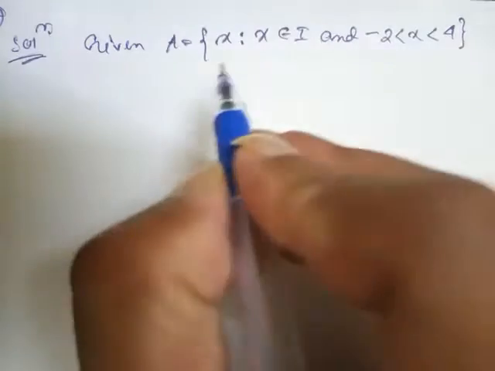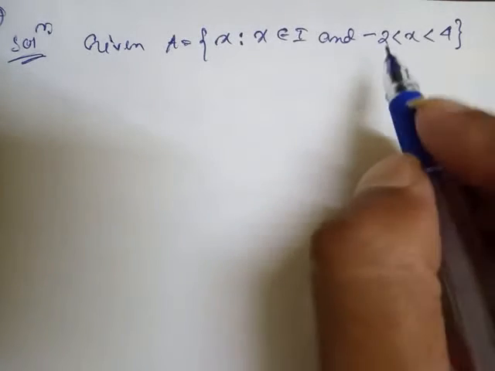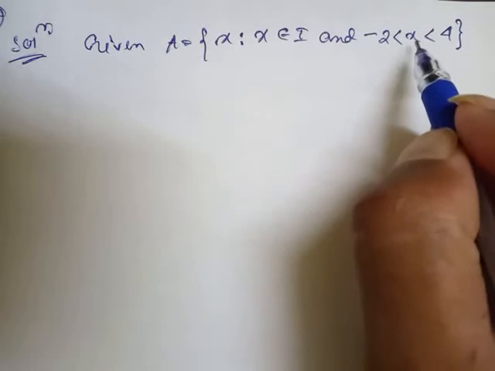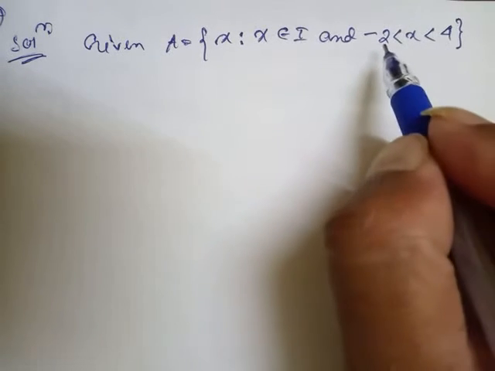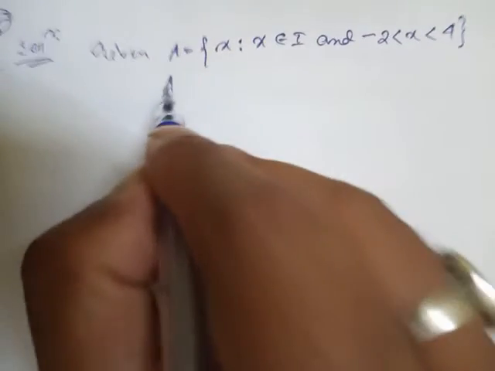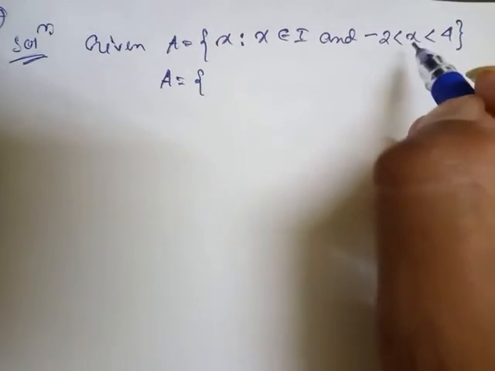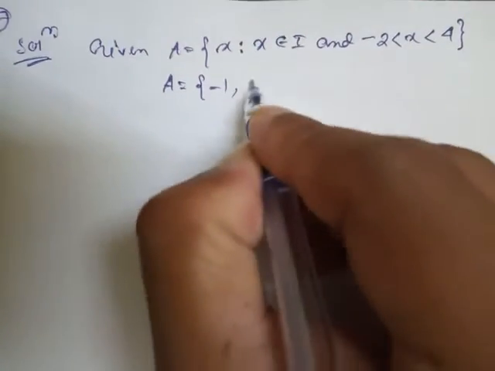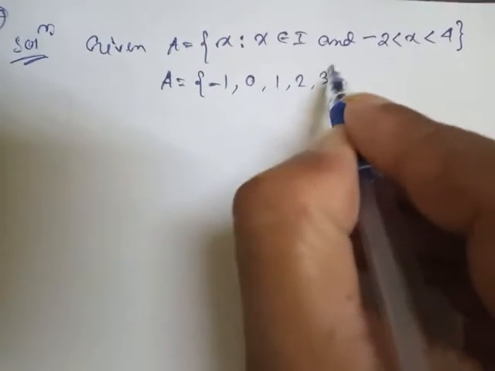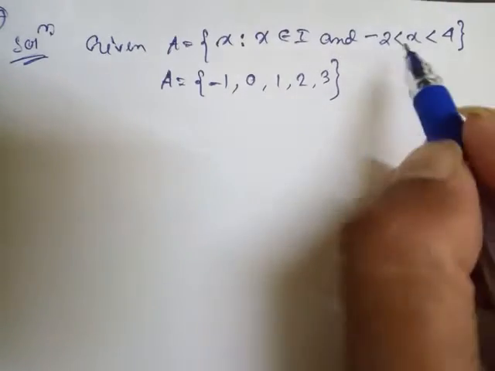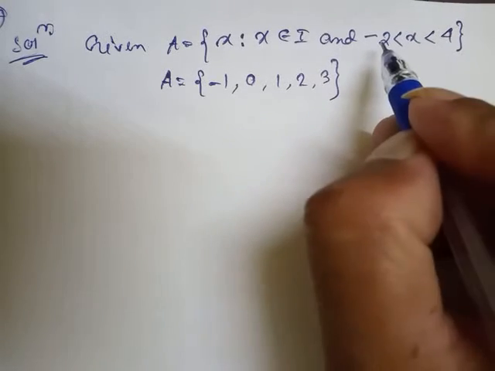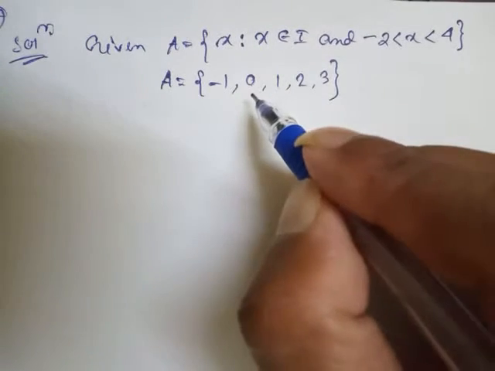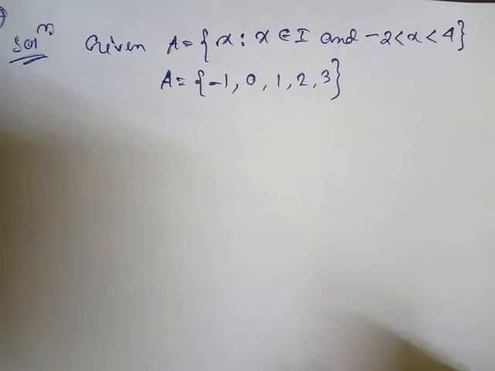So if x belongs to I, then minus 2 less than x less than 4, which means the value of x lies between minus 2 and 4. So I will write the values: minus 1, 0, 1, 2, 3. Now look here, students, minus 1 is greater than minus 2. So the value of x lies between minus 2 and 4, which means minus 2 and 4 I will not take. We will take only minus 1, 0, 1, 2, 3. This is the value of A.